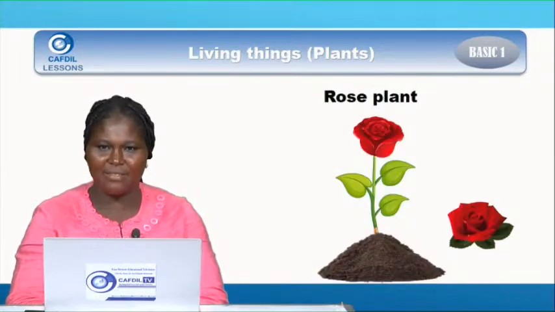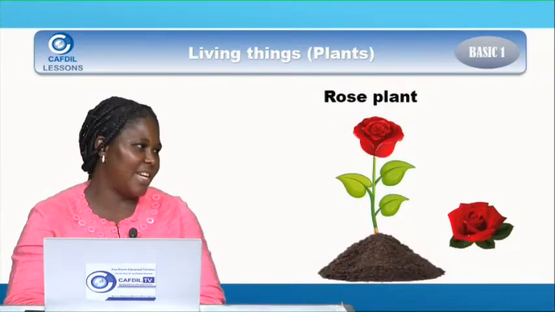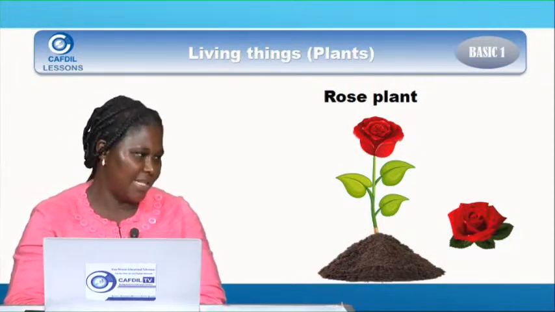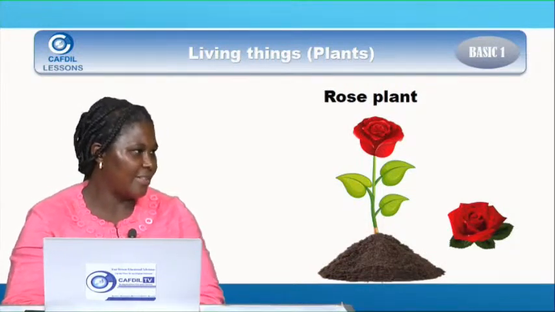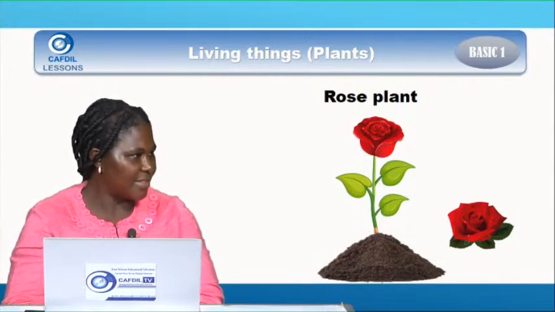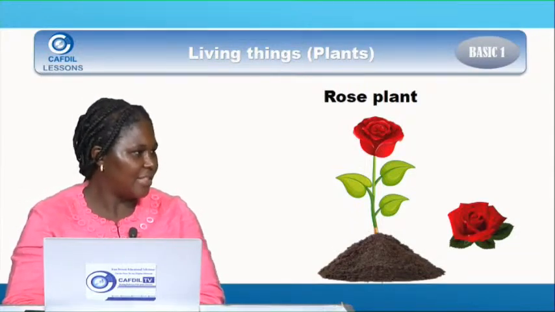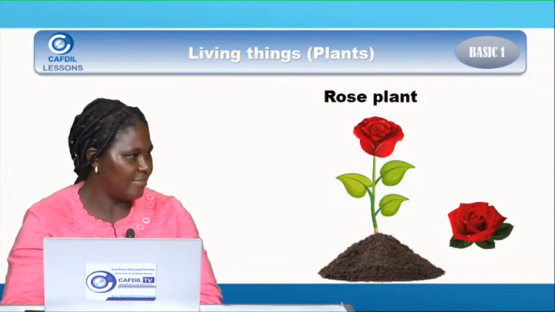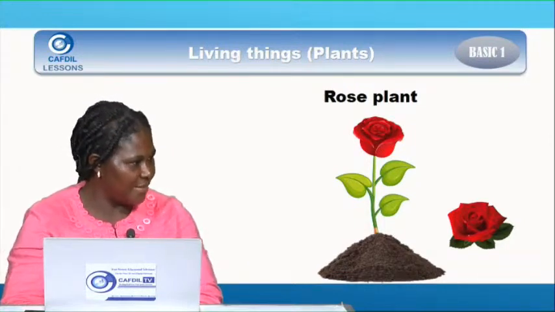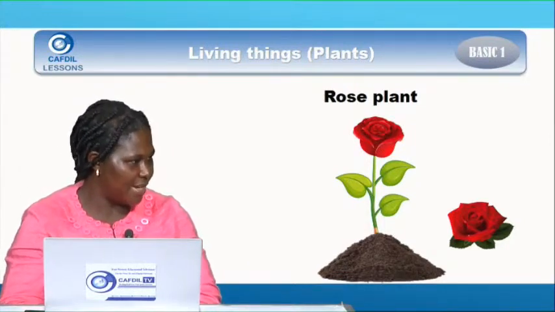We have on our screen another plant, the rose plant. And this is a flower. Rose flower. Good. It is red and the leaves are green. The stem is also green. Good.